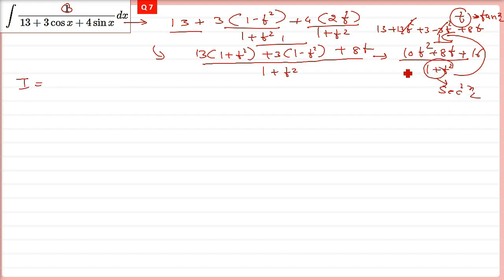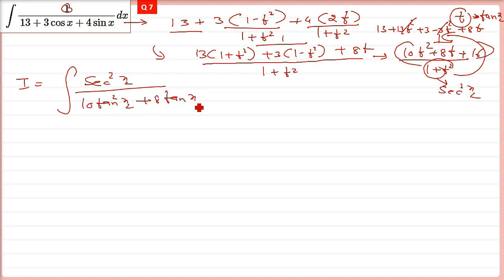This is 1 plus tan square x by 2. Let's write it here, sec square x by 2, and this we'll write here 10. Now let us take this t as tan x by 2 here to show you what exactly has come. So 10 tan square x by 2 plus 8 tan x by 2 plus 16, and dx is already there. Now are we ready to do this? Because previous question and few questions we have already completed like this.